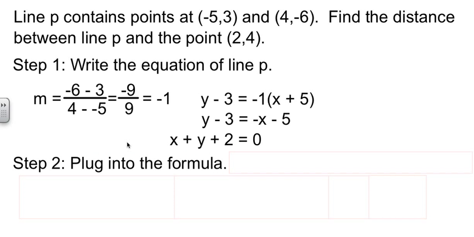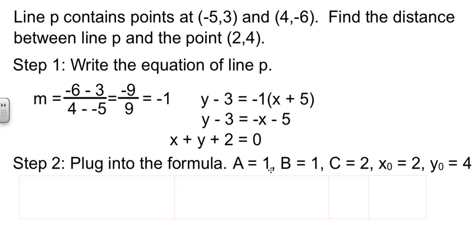Now let's plug it into our formula. We know the values now. A is 1 from here. B is 1 from in front of the y. C is 2. X0 and Y0 are the coordinates of the point. So we're ready to plug and chug now.